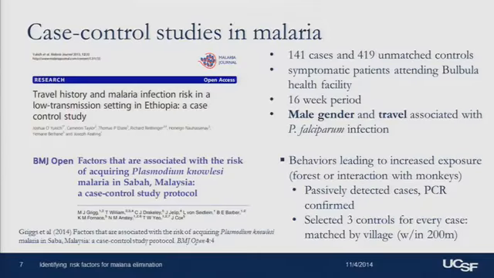The second study I have here is actually a recently published protocol that's looking at risk factors for Plasmodium knowlesi in Malaysia. And this study, in contrast to the first, really focuses on behaviors leading to increased exposure, either within the forest or interaction with monkeys. And in that case, they match their cases and controls by village, which sort of achieves control of confounding for socioeconomic factors that may be difficult to get a good measure of.